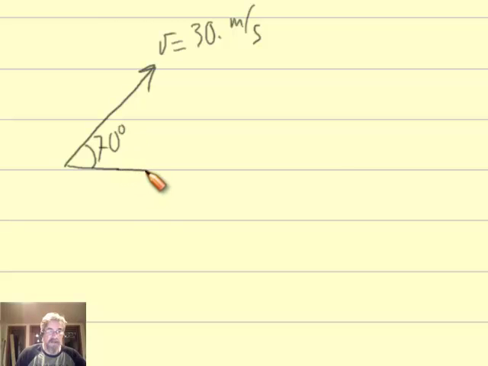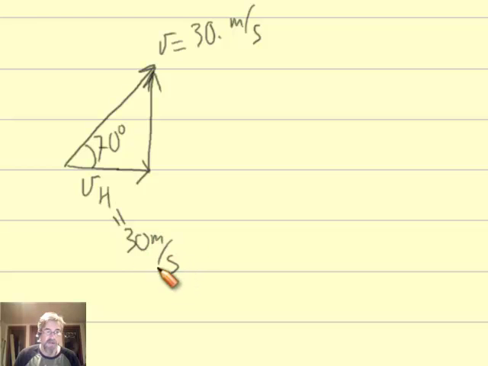So what we want to do here is figure out what is the component of the velocity that's in the horizontal direction. So we'll take this overall velocity and we'll divide it into two vectors, like we've done many times before, resolving this velocity vector into two components. The horizontal velocity is adjacent to the 70-degree angle, so the horizontal velocity is going to be equal to 30 meters per second, the overall speed, times the cosine of our 70-degree angle. And that turns out to be 10.3 meters per second.